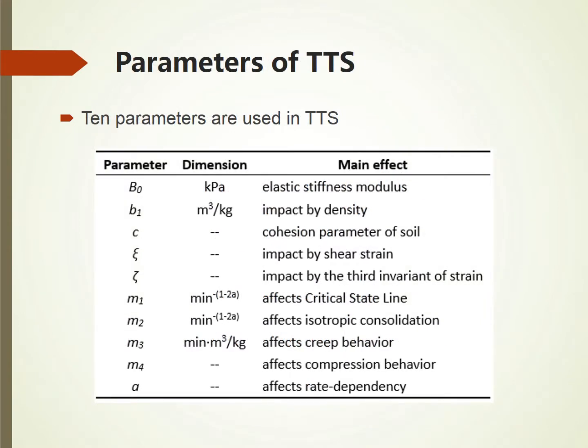Ten parameters are used in TTS, that's B0, B1, C, C, zeta, and 4 migration parameters, M1, 2, and 4, and A affects the rate dependency.